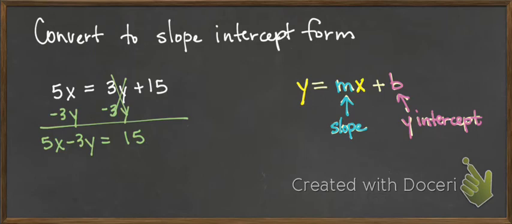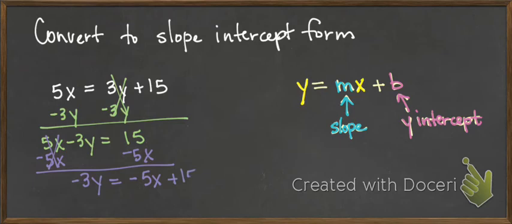I want to move things away from the y. So first I'll move my 5x. And that cancels out, and I'm left with -3y equals. And at this point, instead of writing 15 minus 5x, I could save myself a step later and write my x first. Put my minus 5x first and my positive 15 second.